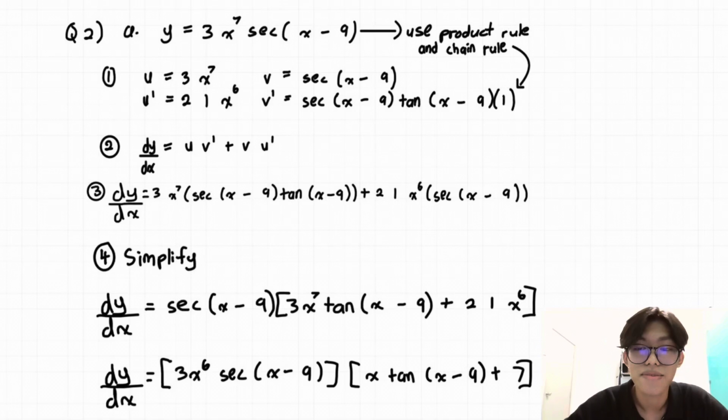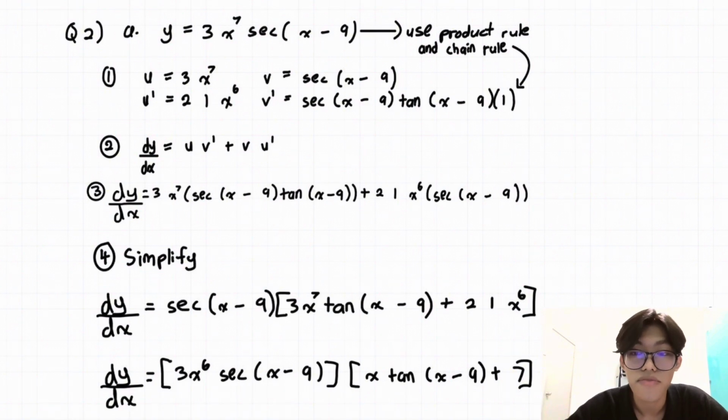Hi and Assalamualaikum. My name is Adam Krish. Today I'll show you guys how to solve question 2. For question 2, we have 2 parts, A and B. Now let us start with question 2A. Question 2A, we have y is equal to 3x^7 sec(x) minus 9. In this case, we can use product rule and chain rule.